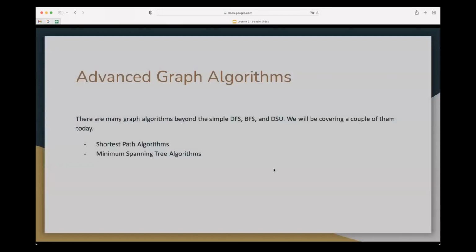So here are some more advanced graph algorithms. These are algorithms that go beyond just a simple DFS, BFS, or DSU. There are going to be a couple of them today. These algorithms will be used to solve the following two problems: shortest path problems, where you can use various shortest path algorithms. Each one has its own unique advantages and disadvantages.